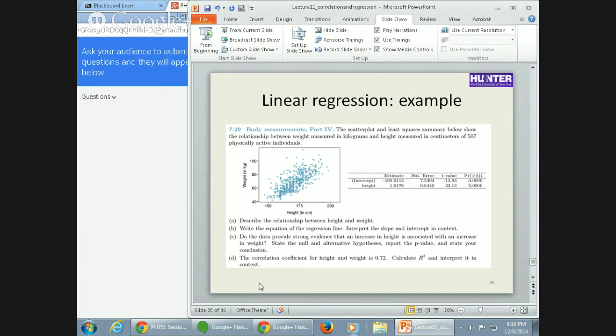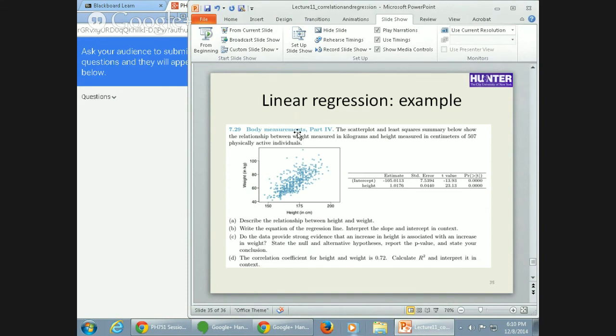So I had one example. This is from your textbook. I guess maybe we have a few minutes to go through it. I just wanted to give a sort of typical linear regression problem and talk through it with you, and show you an example of the output of a linear regression.